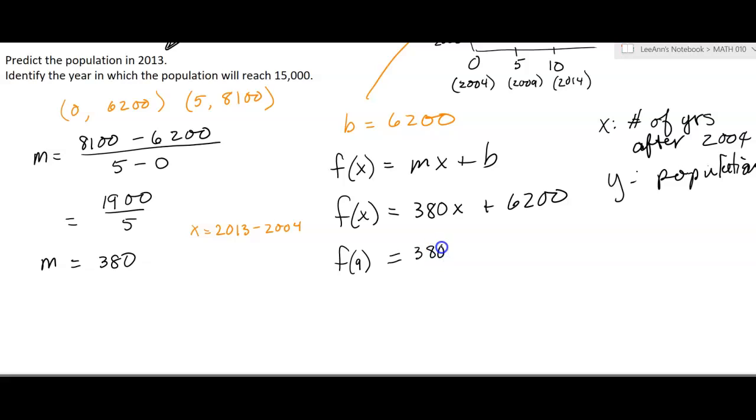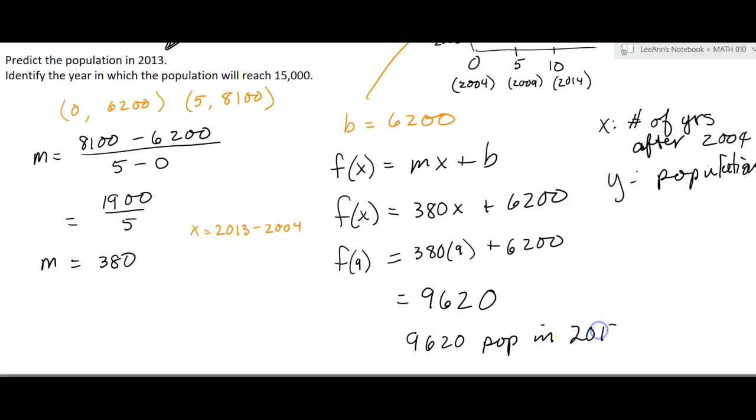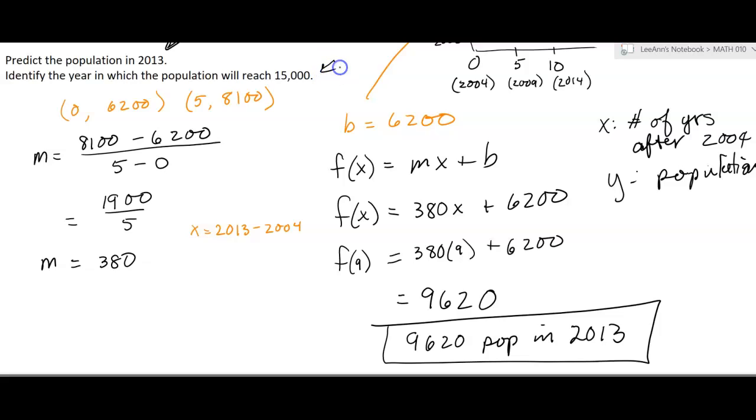So 380 times 9 plus the 6,200. Okay, so we'll do this real quick. 380 times 9 plus 6,200. And I get 9,620. Okay, so that's the population we're predicting in 2013. So if the linear model holds, we're expecting the population to be about 9,620. Okay, the other question here is a little bit different.